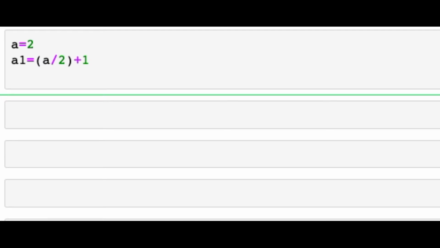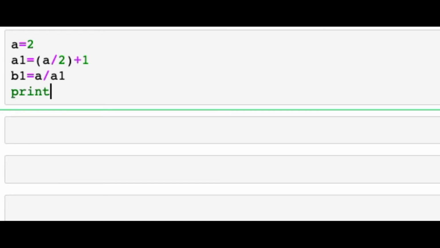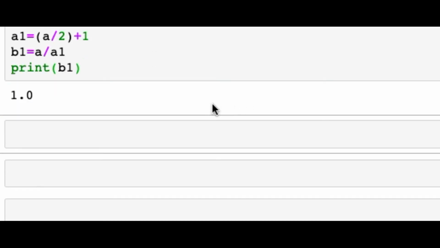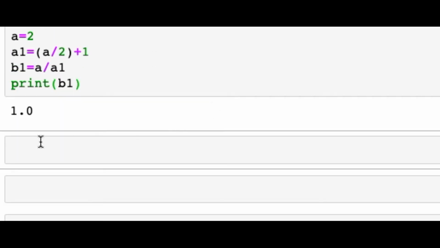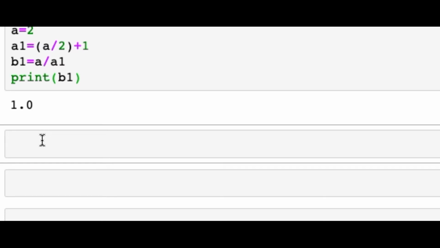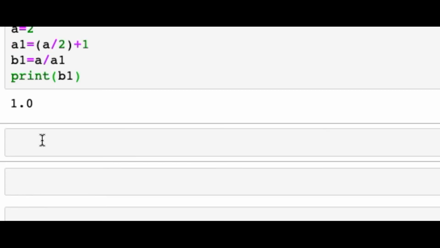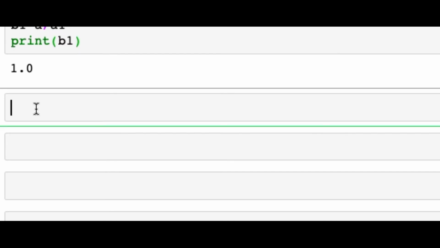All right, let's take another guess. Let's call it B1. What I just said was we will repeat iteratively, each time taking a previous guess and improving it. So we take A and divide it by A1. Let's print out the answer to that. Still not very exciting. It's 1, but you can see a pattern starting to emerge here. What we're doing is we just simply repeat this pattern.